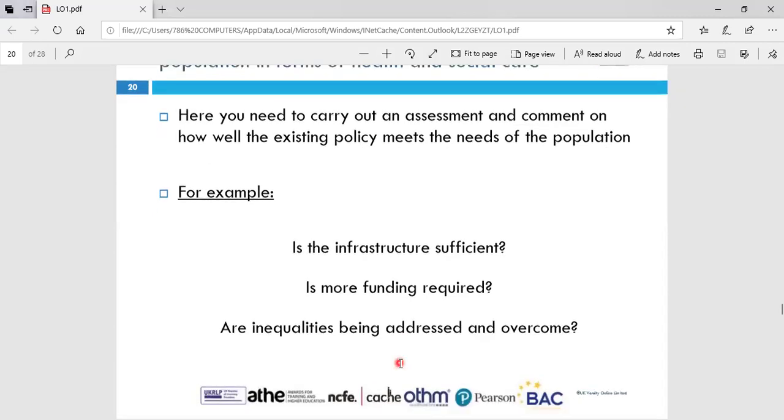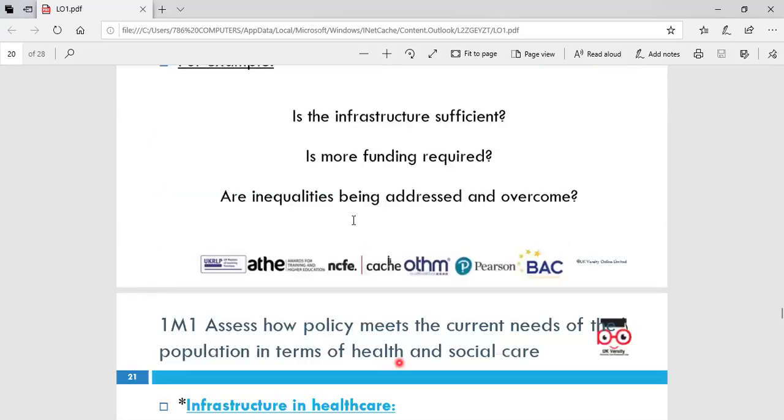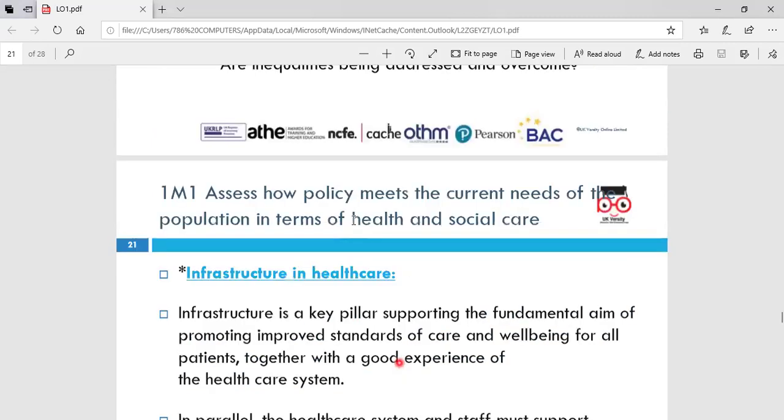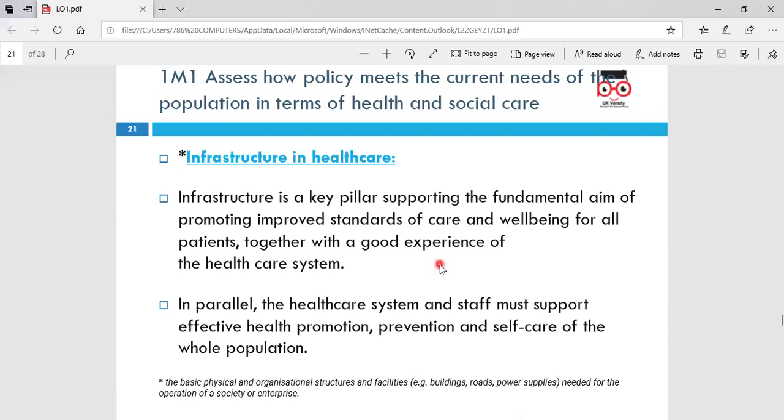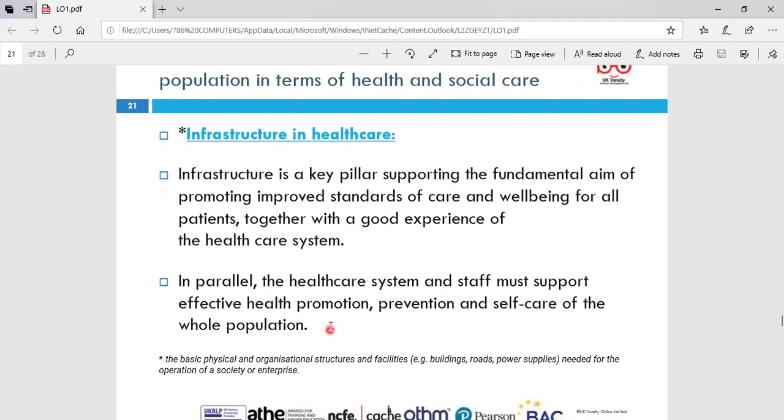So infrastructure in healthcare, what does it deal with? It's a key pillar supporting the fundamental aim of promoting improved standards of care and well-being for all patients, together with a good experience of the healthcare system. In parallel, the healthcare system and staff have to support effective health promotion, prevention, and self-care of the whole population. So the basic physical and organizational structures and facilities are included in it. They're needed for the operation of a society or enterprise. This is the infrastructure in the healthcare system.